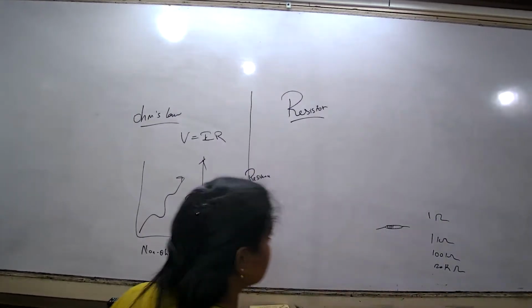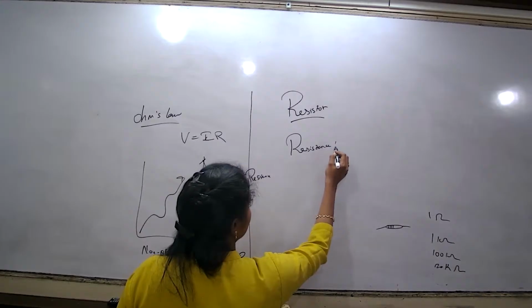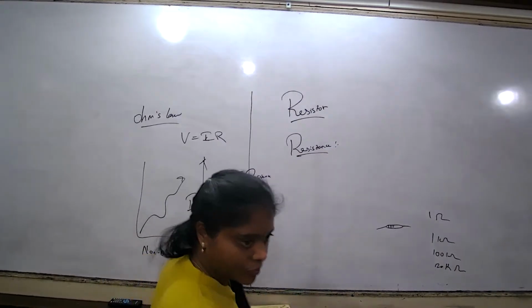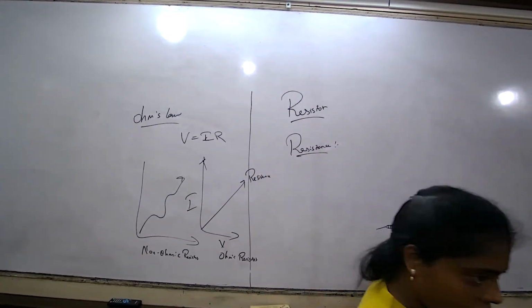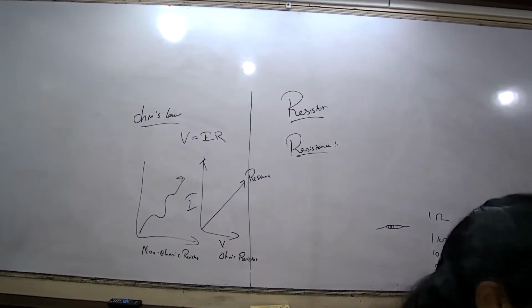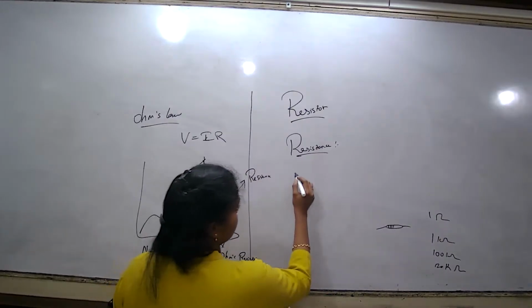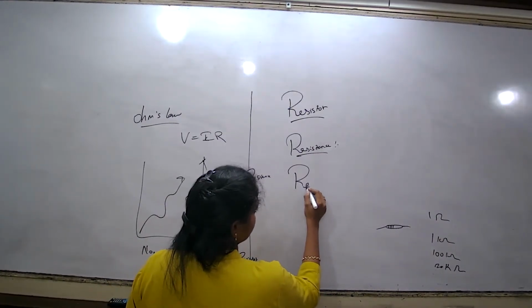What is resistance? Obstruction in the flow. Yeah. How much capacity it has to obstruct the flow of current. Okay. Understand? Now, what is resistivity or specific resistance?